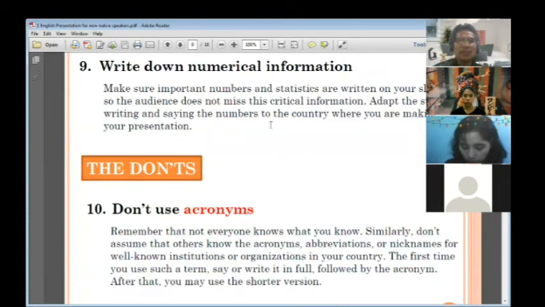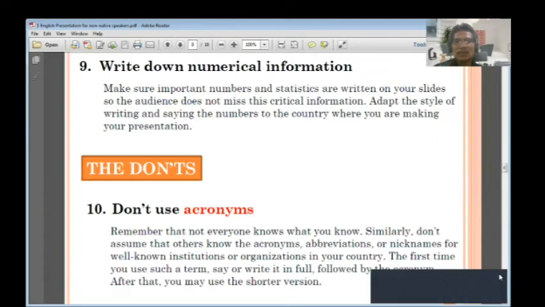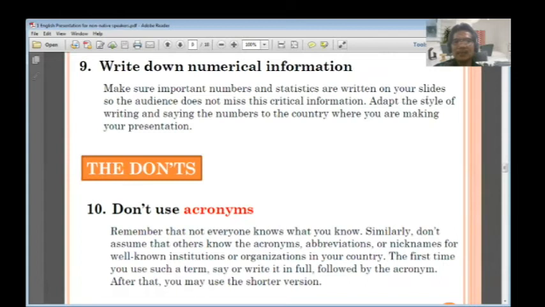Okay, number 9, what you should do, write down numerical dimensions. Jadi menulis angka-angka yang perlu ditulis, ya. During the presentation to make it easy. Make sure important numbers and statistics are written on your slide, yeah, so the audience does not miss this critical information. Then you have to adapt the styles of writing and saying the numbers to the country where you are making your presentation.